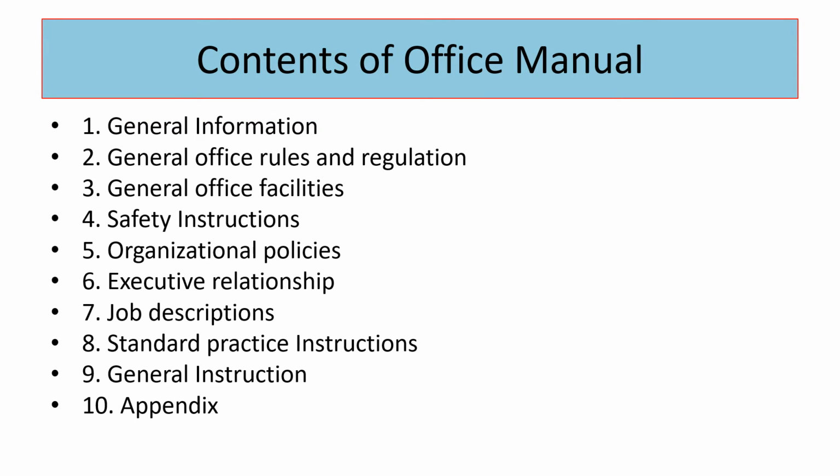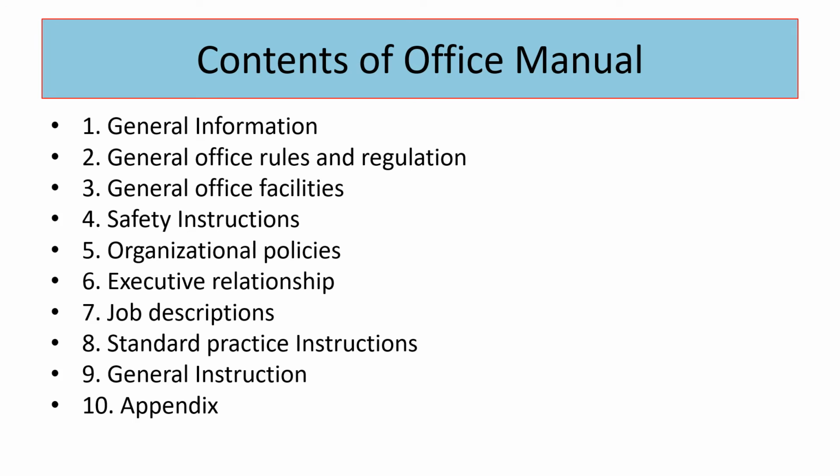In this slide, now we will discuss the contents of the office manual. The office manual contains a variety of information about the organization, the workplace, the work and the workers. They have to be arranged systematically in a classified manner to make them clearly understandable. These are the various points of contents of the office manual.